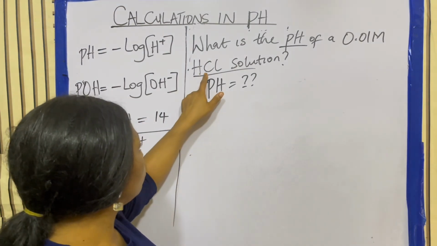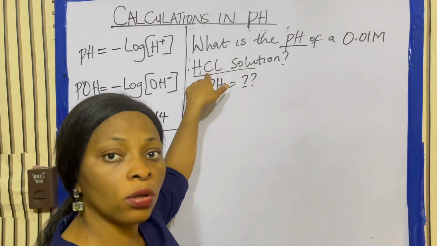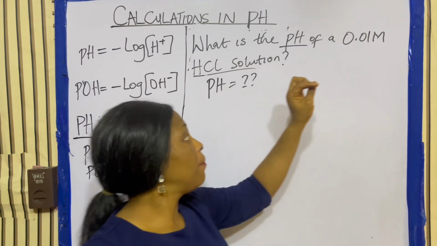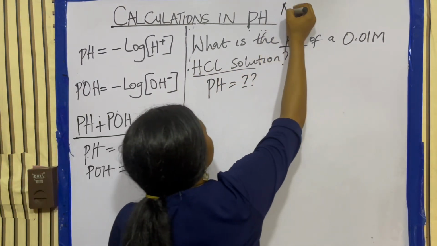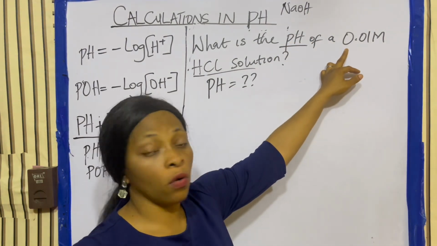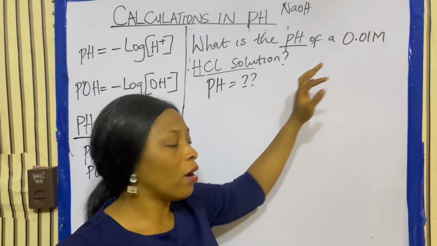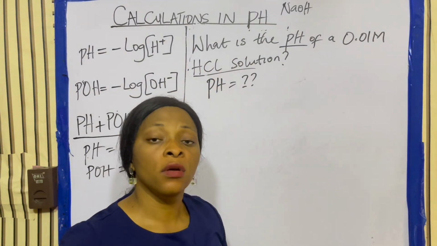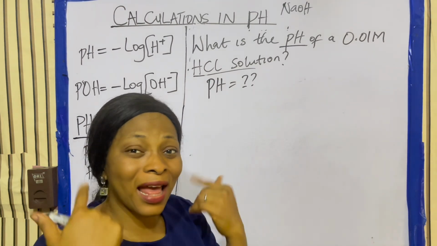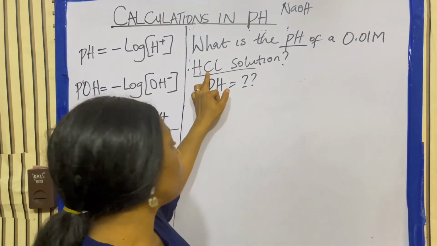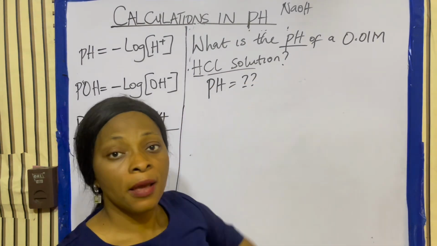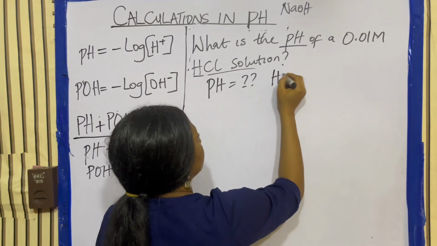How? When you look at the solution, what's the solution? Hydrogen chloride. So that tells you that this is hydrogen ion concentration. Had it been something like sodium hydroxide, what would that tell you? That this will be a hydroxyl solution. So you have to look at the question. Sometimes they will not tell you whether it is hydrogen ion or hydroxyl. The examiner expects you to know that. So this now is hydrogen ion, and you're asked to find the pH.